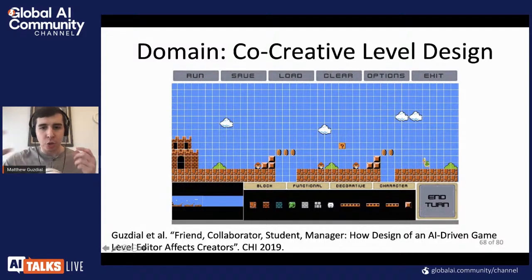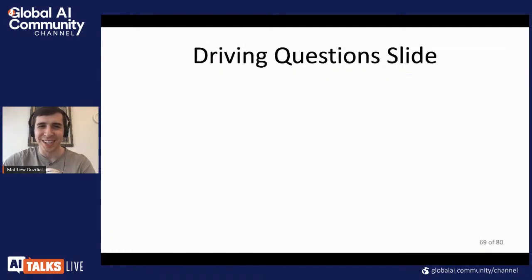So to start with, we're going to go with co-creative level design. Co-creative meaning a human and AI working together. And we're going to go with level design because honestly, when we started this was what we'd accomplished so far, this sort of AI level design stuff with machine learning. Notably, this work is published in this paper here, which is published in CHI, the Human Computer Interaction Conference, in 2019.